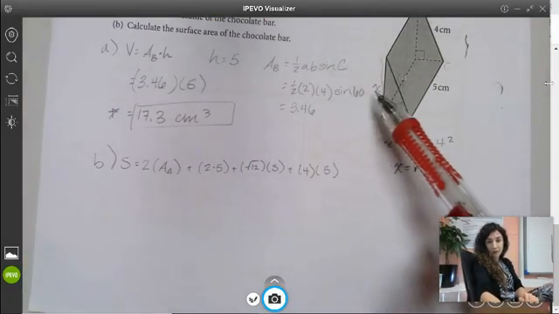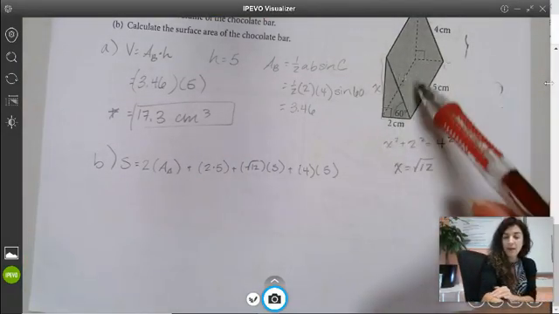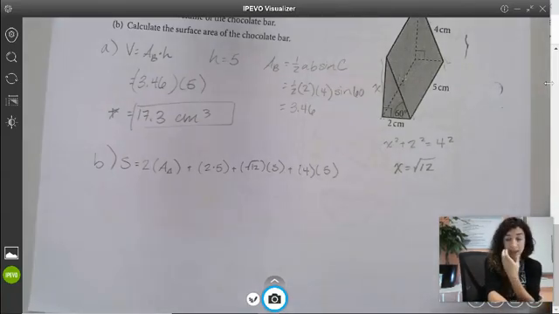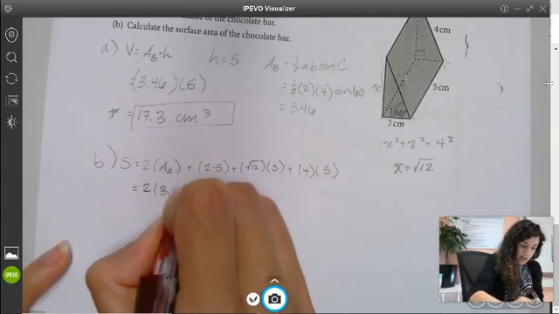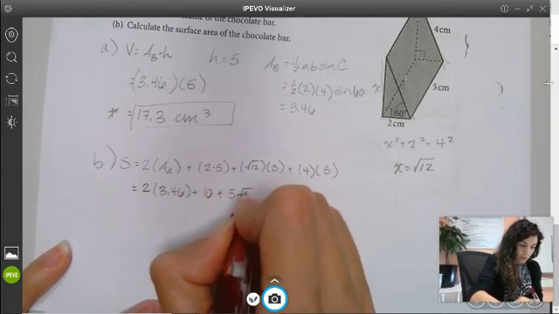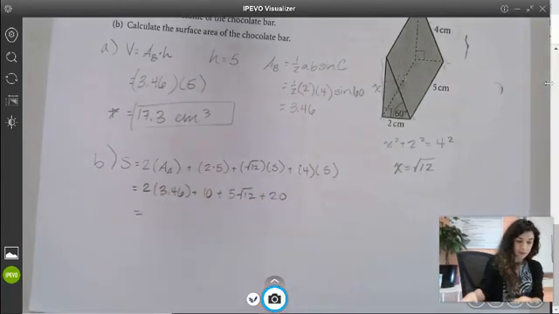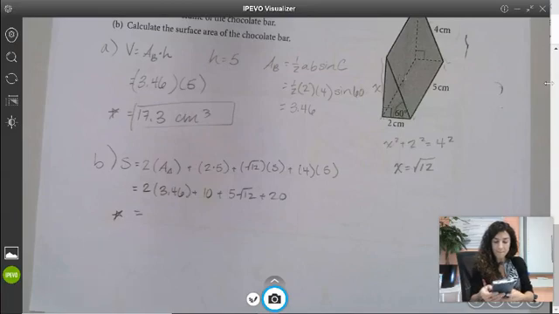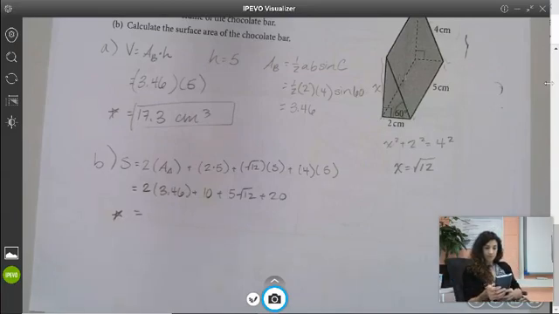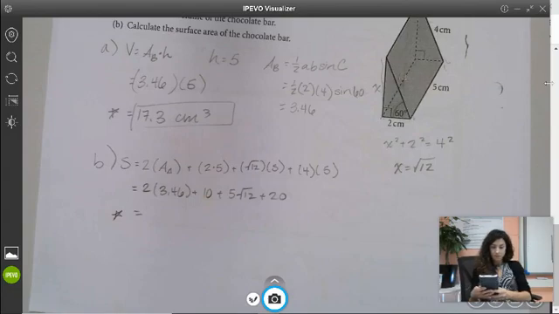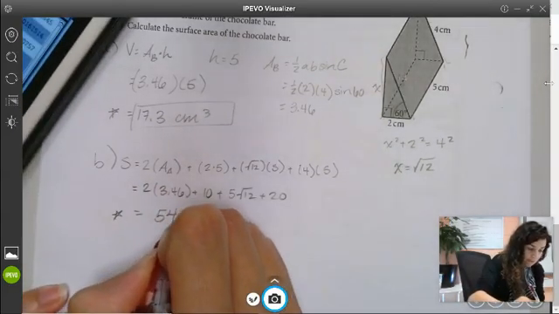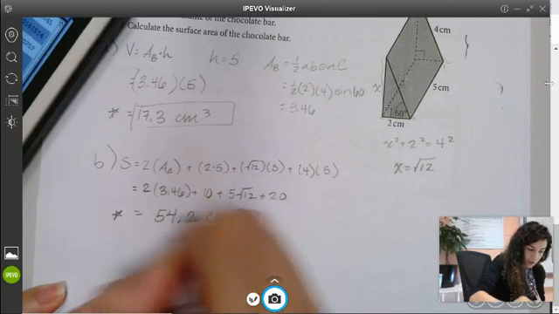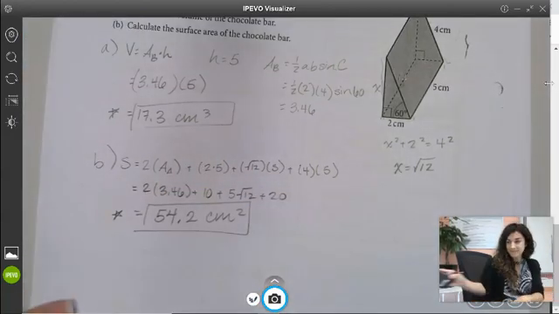Or just realize that if you found the perimeter, square root of 12 plus 4 plus 2, and then multiplied by the height, it would still give you the same answer for that lateral surface area. So we've got 2 times that 3.46 guy, and then we add 10, we add 5 square root of 12, and we add 20. Go ahead and add those all up and tell me what you get. You should get 54.2 centimeters squared.